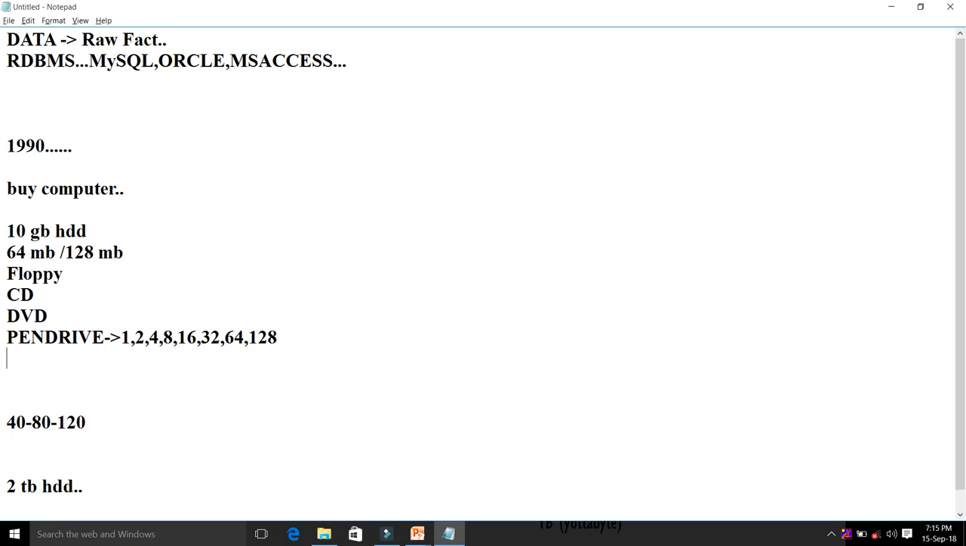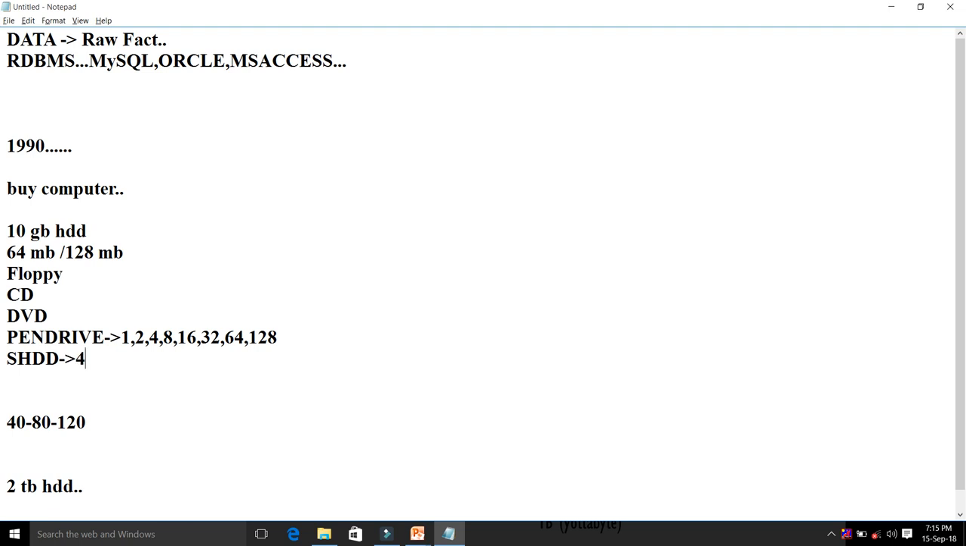Still we are not satisfied, right? Even if we have a 2 TB hard disk, 64 GB of RAM, and pen drives, we are not satisfied. So what are we doing? We are buying another secondary hard disk. So we use secondary hard disks.